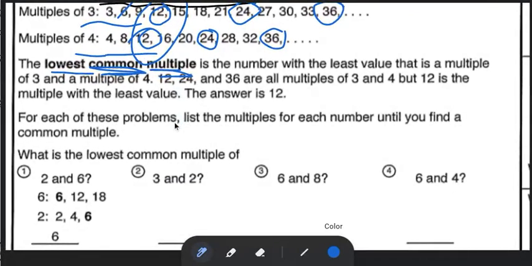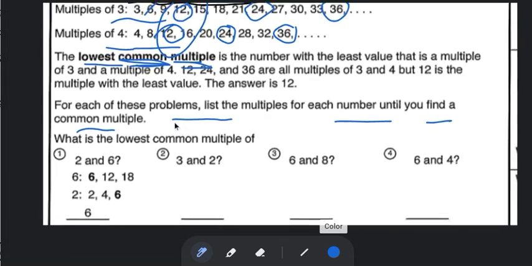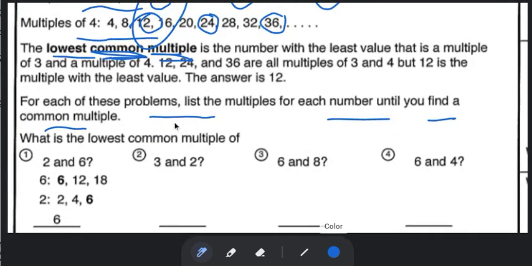For each of these problems, list the multiples for each number until you find a common multiple. So here's our first problem, number 1, 2 and 6. They list the multiples of 6 first. It's always good to list the multiples of the higher number first. You'll see why as you do these. So the multiples of 6 are 6, 12, and 18. The multiples of 2 are 2, 4, and 6. What's the lowest number in both lists? 6. You can see it right there.